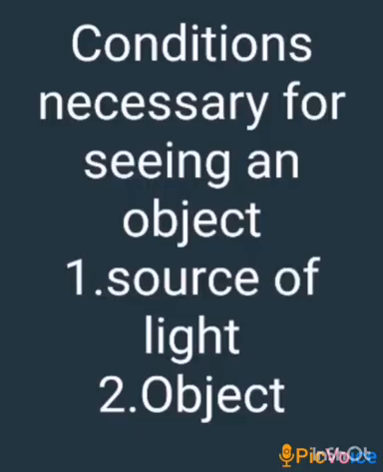So through this activity, we are clear about how a shadow can be formed. If there is no light, no shadow can be formed. So the conditions necessary for seeing a shadow are: first, a source of light; second, an object. So it seems we need a source of light and an opaque object to see a shadow.